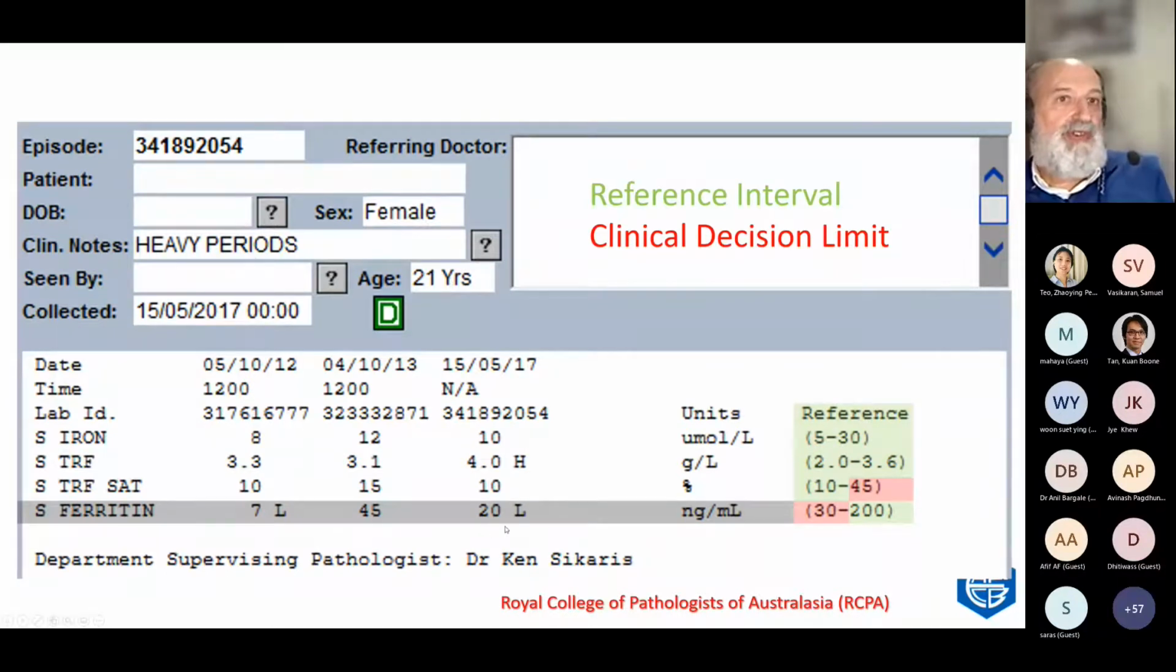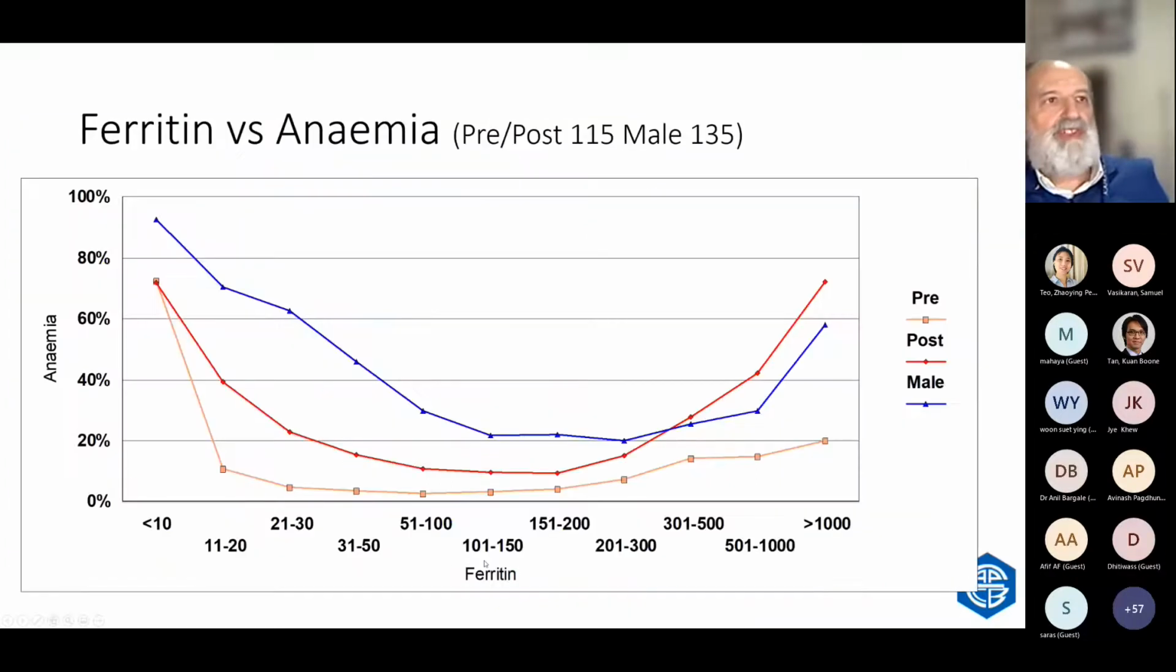This was the 21-year-old girl. Now, remember that this was a 30 cutoff. In Australia we use a cutoff of 30 nanograms per mL, or micrograms per litre, for ferritin to define when somebody's iron deficient. And that was defined by the college due to studies like this. So as ferritin levels fall to about 30, more like 20 in women, the likelihood of anemia starts to rise. With men, the likelihood of anemia starts to rise somewhere between 50 and 100 of ferritin.